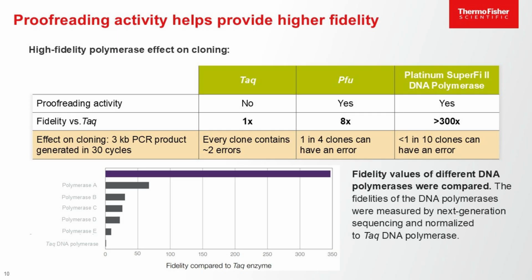While all proofreaders show a higher fidelity than standard Taq, the difference between them lies in how much more accurate they are. The fidelity of the enzyme is typically measured by next-generation sequencing and normalized to Taq DNA polymerase, as illustrated in the graph below. While some proofreading polymerases have just an 8 times higher fidelity, newer proofreaders like SuperFi are over 300 times more accurate, resulting in fewer than 1 in 10 clones containing errors in cloning applications.